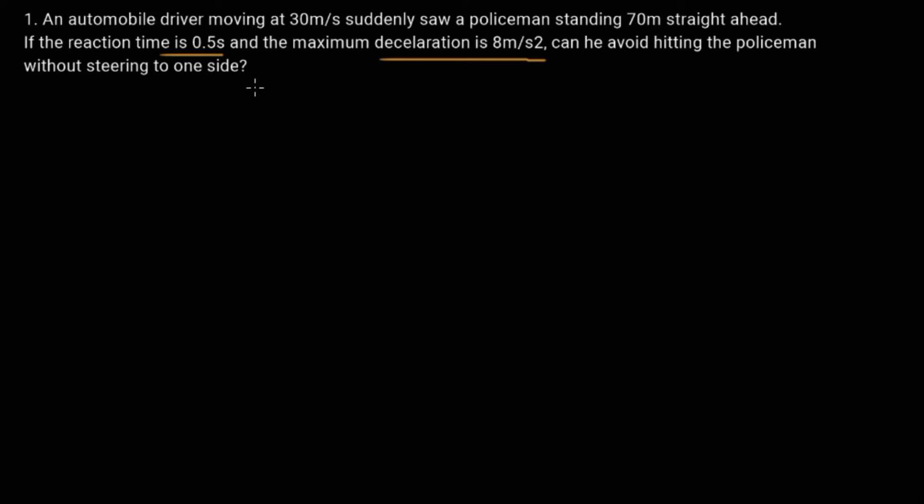For the driver not to hit the policeman, the distance from the point at which he sees the policeman must not be up to 70 meters. That is, the sum of the thinking distance and the braking distance must not be up to 70 meters. If it is more than 70 meters, then he will hit the policeman. The thinking distance is the distance during the reaction period, that is the time after the driver sees the policeman. And then the braking distance is the distance during the deceleration, during the application of the brakes.